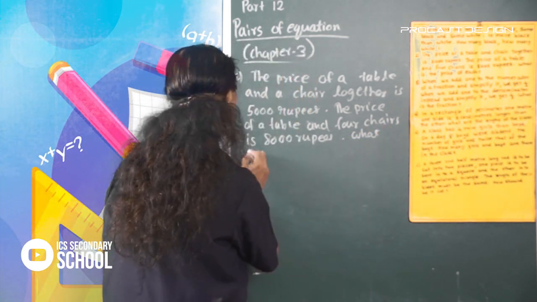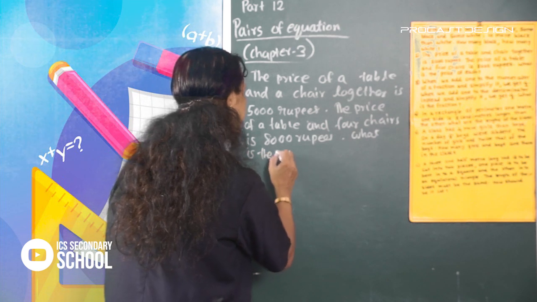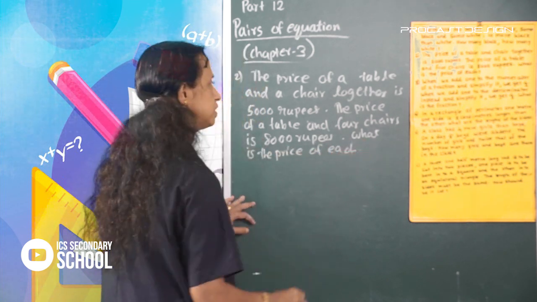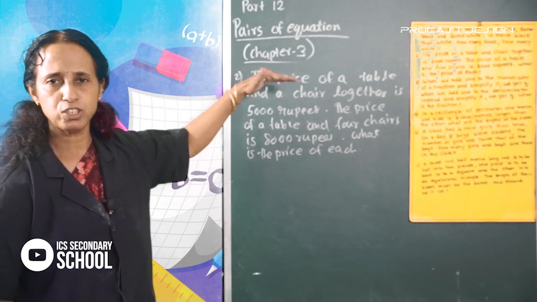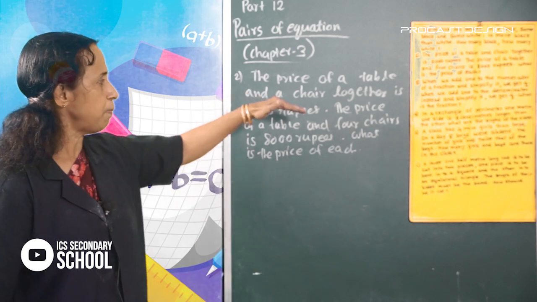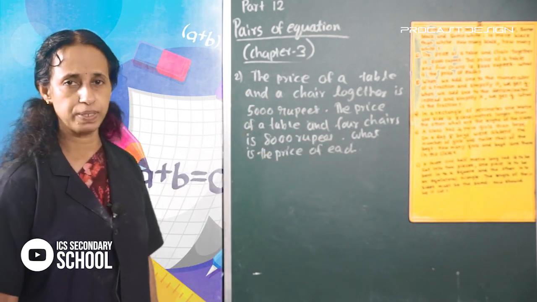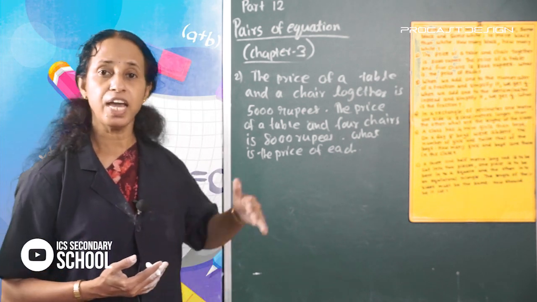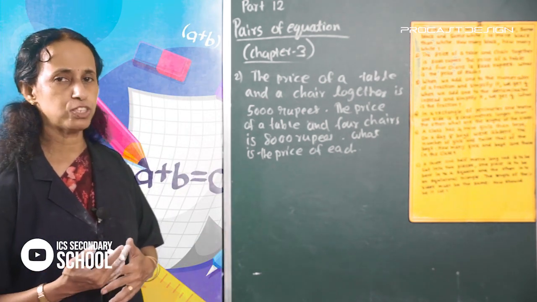That is the second question. You look here. The price of a table and a chair together is 5,000 rupees. The price of a table and 4 chairs is 8,000 rupees. What is the price of each?